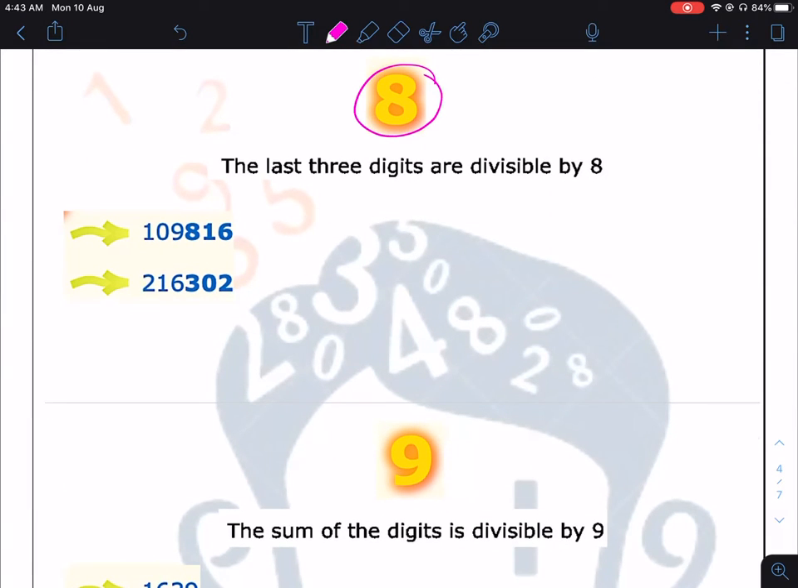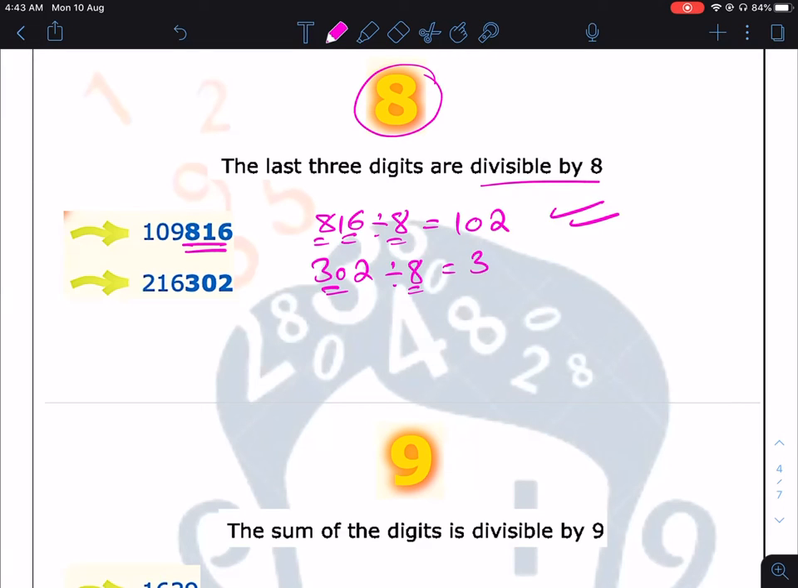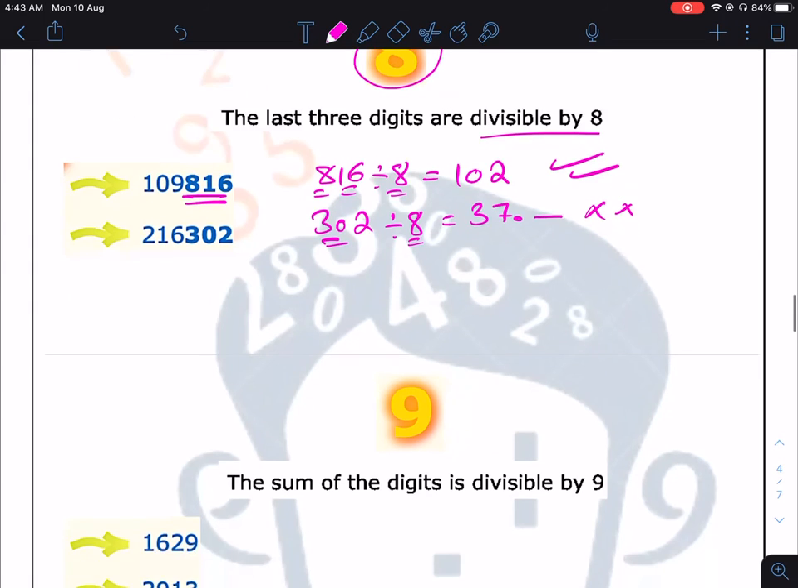Divisibility by 8: the last 3 digits must be divisible by 8. So for divisibility by 8, look at the last 3 digits. If you can divide the last 3 digits by 8, that means the number is divisible by 8. This one I can. 8 divided by 8 is 1. 1 divided by 8 is 0. 16 divided by 8 is 2. This number is okay. For this number, look at the last 3 digits and divide by 8. 30 divided by 8 is 3, and 6 is left, so it will be 7, and we have a decimal, so this number is no. You cannot divide this number by 8 because it has a remainder.